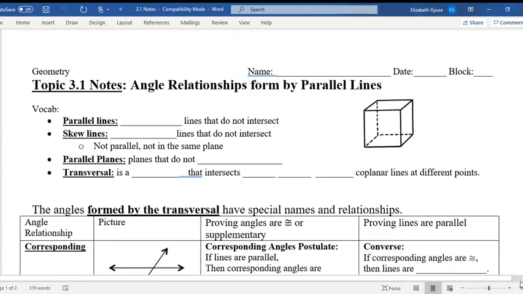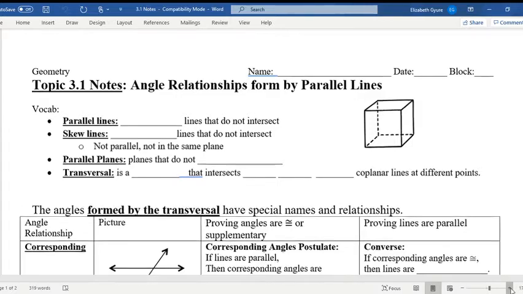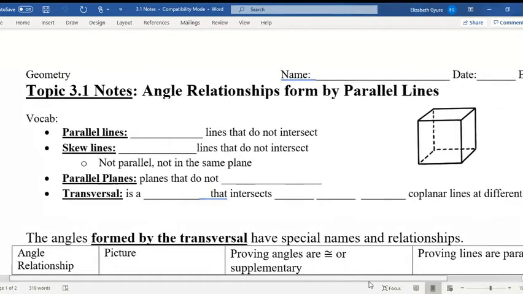So topic 3.1, today we're going to look at angle relationships that are formed by parallel lines. So we've looked at some angle relationships like vertical angles, supplementary, complementary, linear pairs, things like that. These ones are specifically formed if you have parallel lines. So let's get some vocab out of the way first.